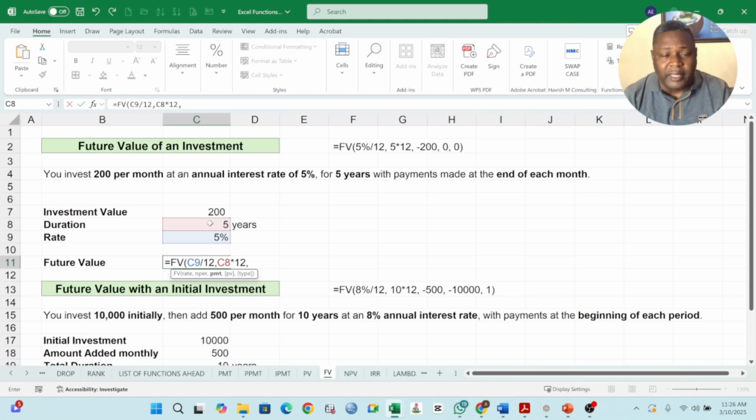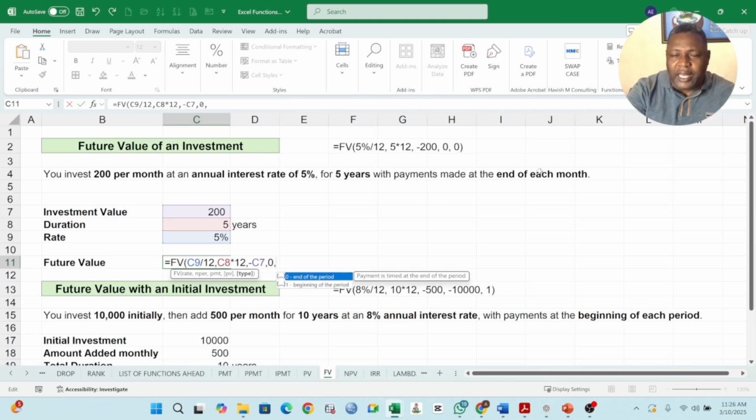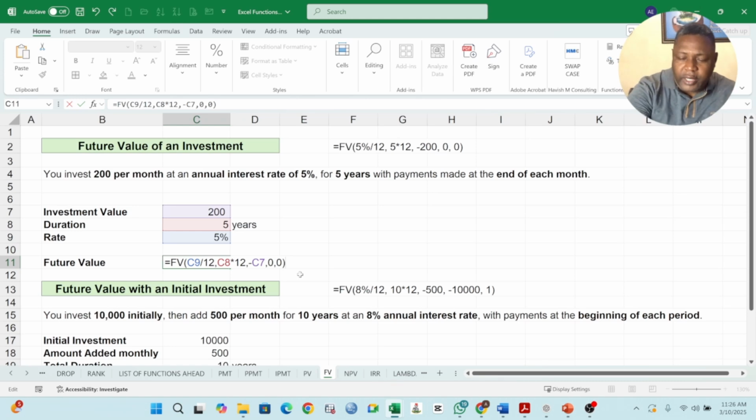And then the payment, because you are making a regular payment of 200, then you are going to have this 200. And because it's a payment, we put a minus sign to indicate that it's outgoing. Then we put a comma. Then the next thing is, do you have a present value? No, because you are talking about payment. You actually don't have a present value, but you have a series of payments that will be made over time. All right? Then we have type. Because the instruction says end of each month, we'll pick the type as 0. That's the default. And then we hit the enter key.